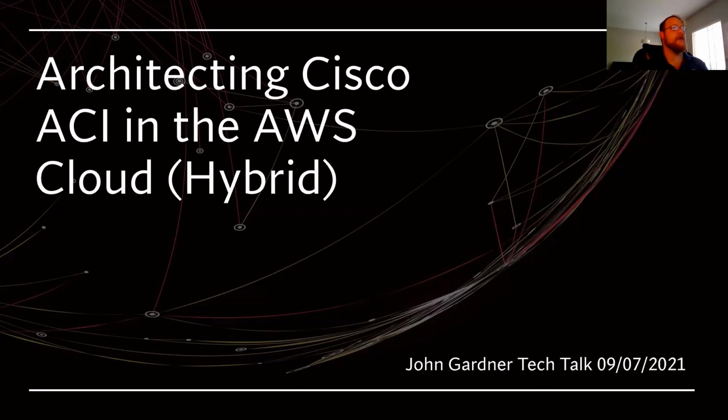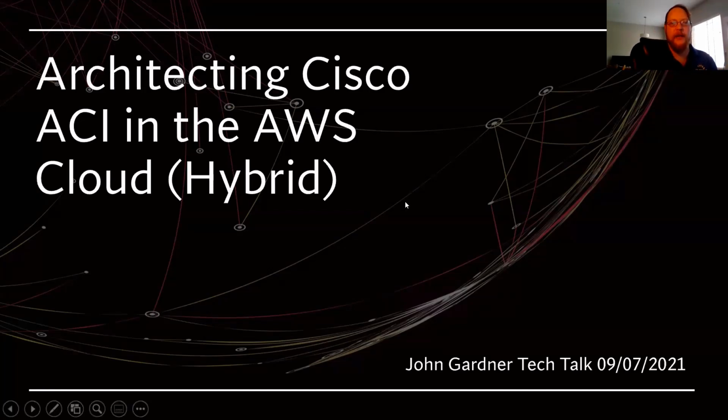And thank you everyone for joining us here for architecting Cisco ACI in the AWS Cloud. So essentially what we're looking at is building a hybrid cloud where we have our on-prem devices communicating with our AWS or our cloud devices. So obviously you can have more than just AWS, but here we're going to be focusing on AWS.